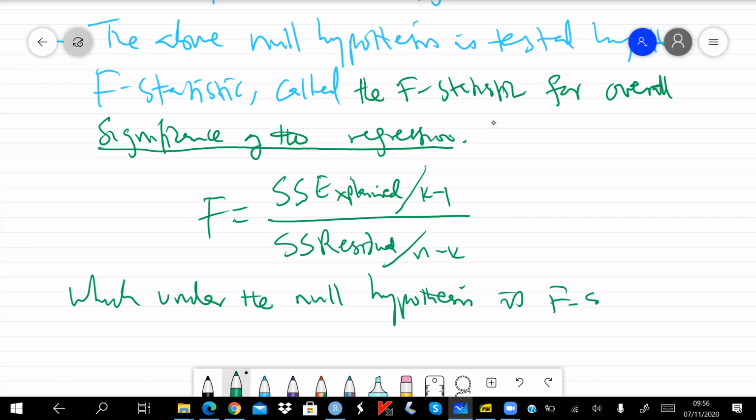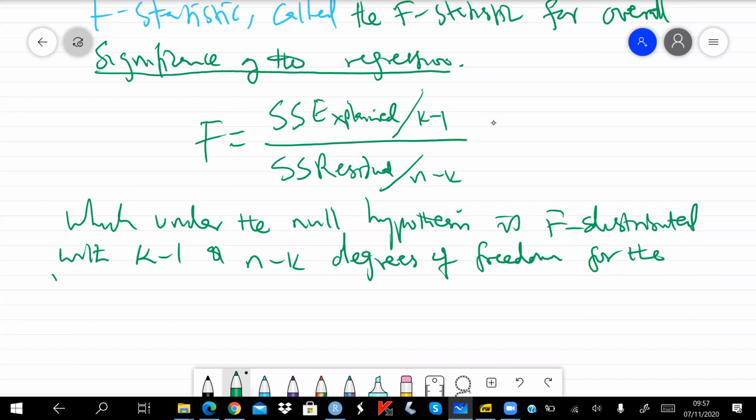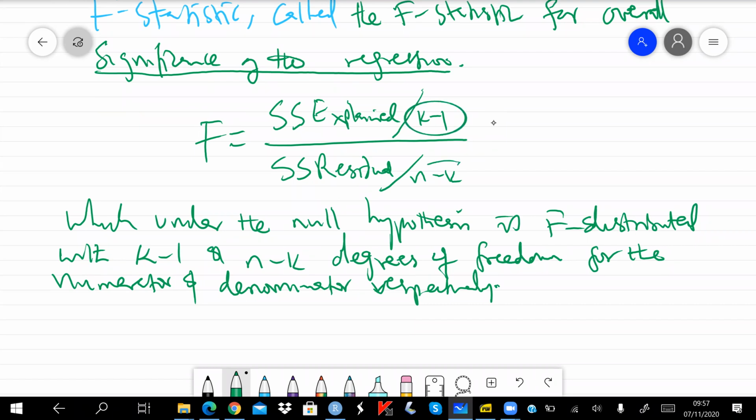So which under the null hypothesis is F distributed with k minus 1 and n minus k degrees of freedom for the numerator and denominator respectively. So when we're using the F distribution, we have two sets of degrees of freedom, for the numerator and for the denominator. So these are the degrees of freedom. The divisors of each item are the degrees of freedom.